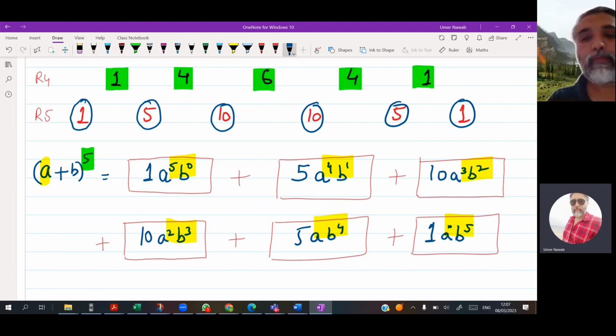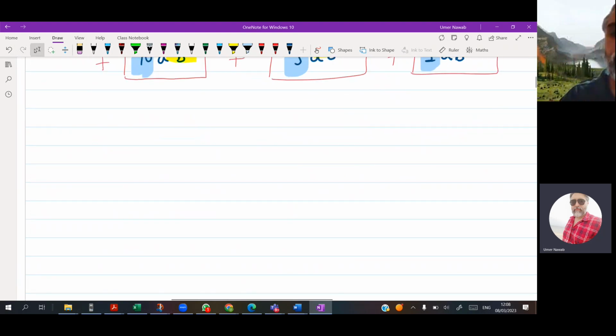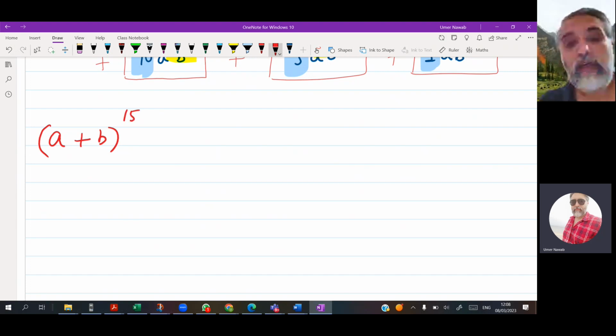You help us to write the binomial coefficients. But there is a problem in writing the binomial coefficients. The binomial coefficients, they are symmetrical. I totally agree with that. But if we will have a plus b raised to the power 15, do I need to waste my time in completing the rows of the Pascal triangle? No.